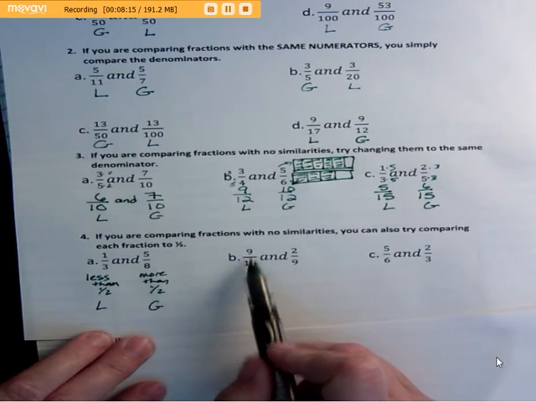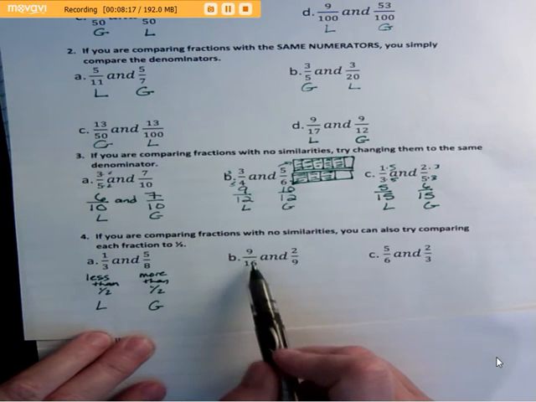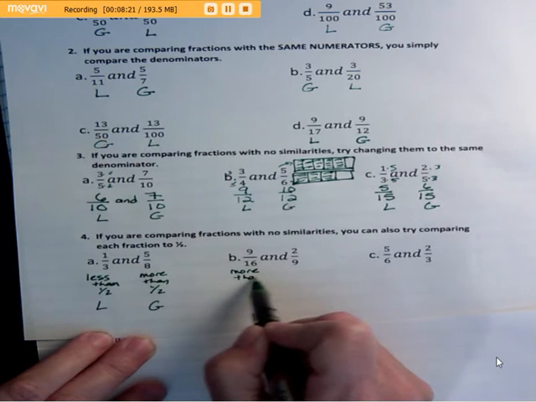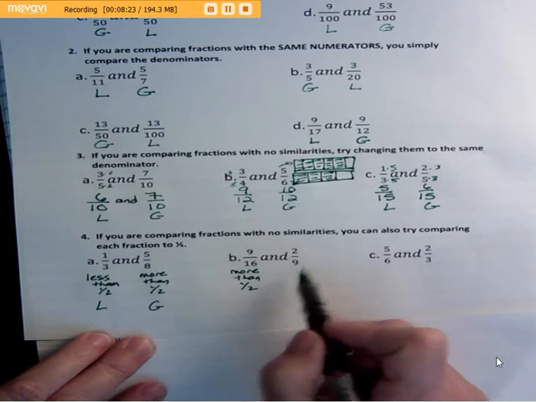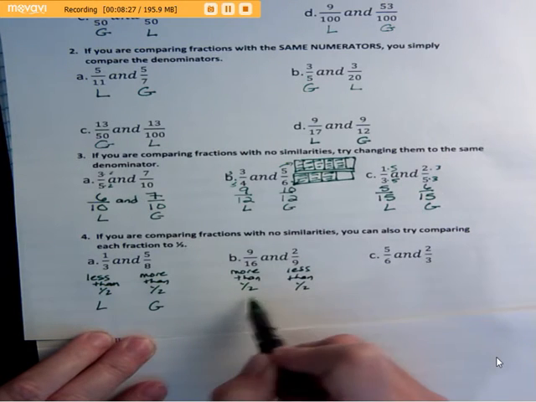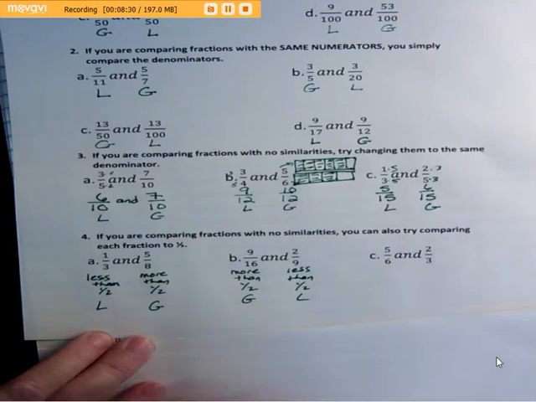What is this one? Well, half of 16 would be 8. So this is more than 1/2. And 2/9 is less than 1/2. So this is the greater fraction and this is the lesser fraction.